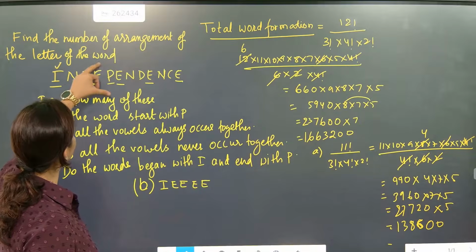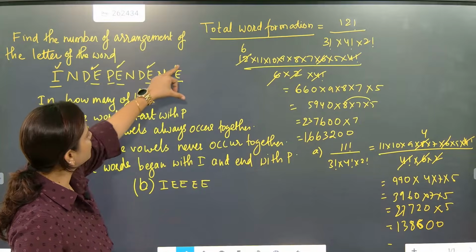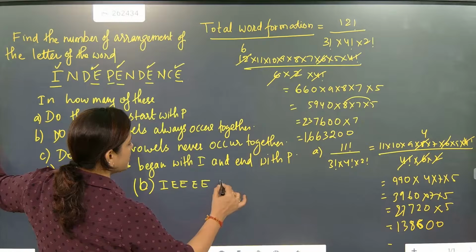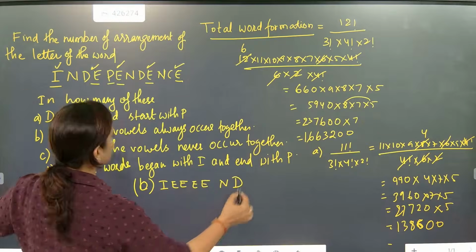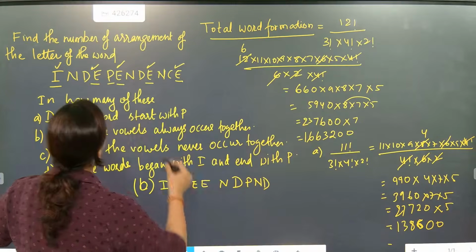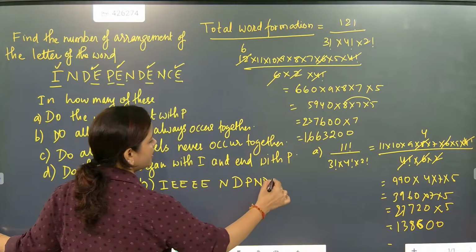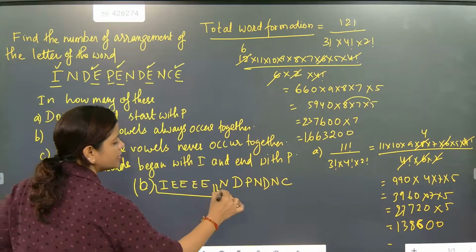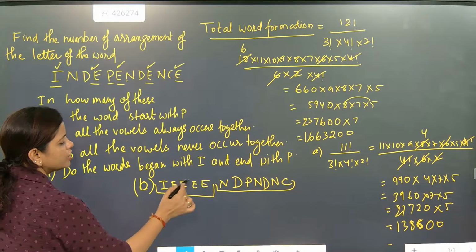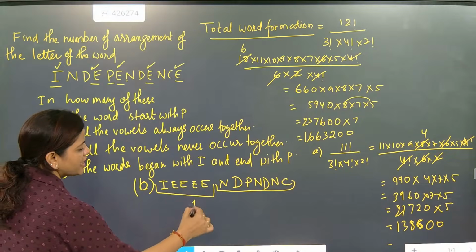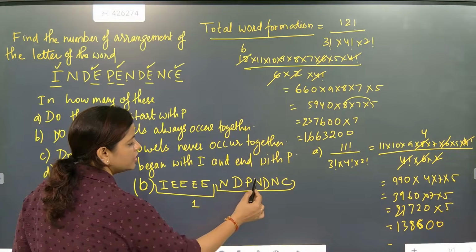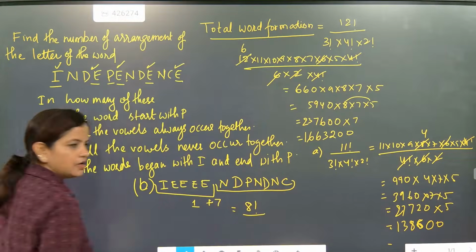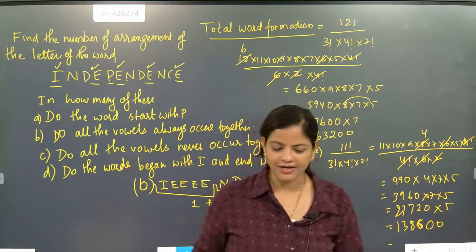So these 5 are coming together. That means 7 other parts: N, D, P, D, P, N, C. These are exactly the remaining letters. The 5 vowels together make 1, and then there are 7 more, so 1 plus 7 gives a total of 8 factorial.